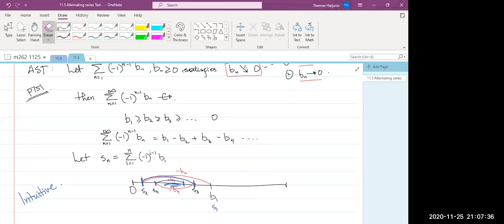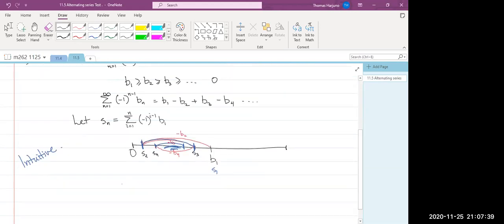Okay, now let me say here, notice that S1 is greater than or equal to S3 is greater than or equal to S5, and S2 is less than S4 is less than S6 and on. So Sn will be in between those, and eventually it will be squeezed down to a certain limit. Okay, problems.